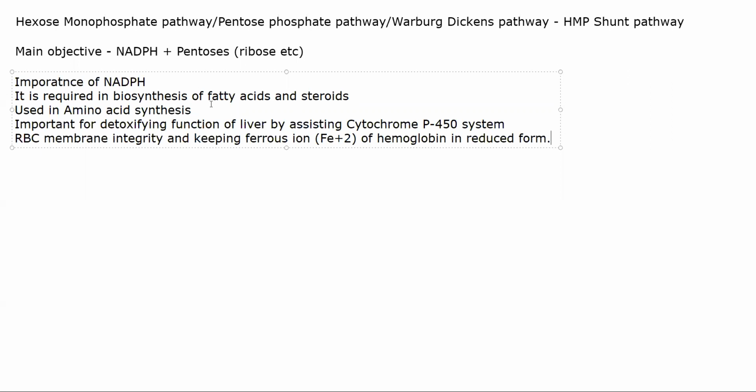Now coming to the cycle itself of HMP shunt, I'll draw down the cycle so that you understand. So we start with glucose 6-phosphate. So we have glucose and we are phosphorylating it to glucose 6-phosphate. So let me put it here.